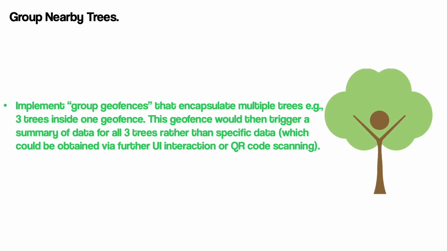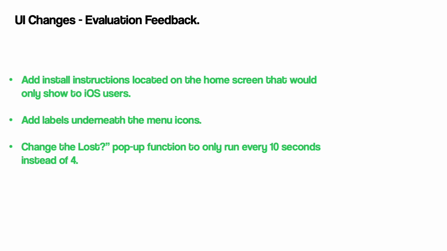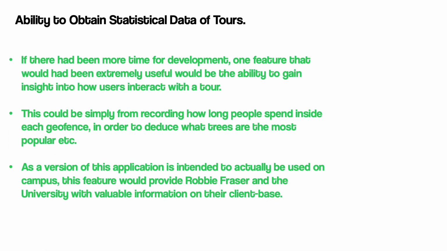Some future work will now be proposed. To prevent triggering incorrect trees, nearby trees could be grouped together and a summary of this data could be triggered. UI and QR code scanning could then be used to get the specific tree data. As uncovered by the evaluation, instructions on how to install the PWA will be added to the home screen, as well as labels under the menu icons, and the lost pop-up will also reduce in frequency. Because the application is intended to be used on campus, it would be valuable for the university to obtain statistical data of the tours, for example, how long each user spends inside a geofence.